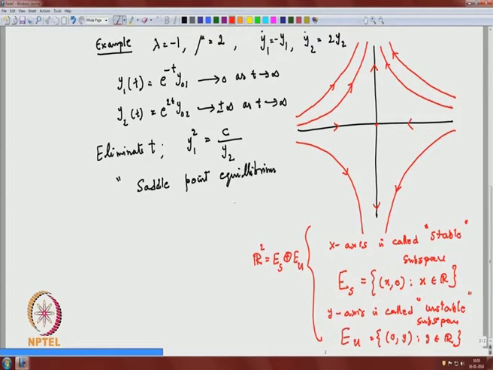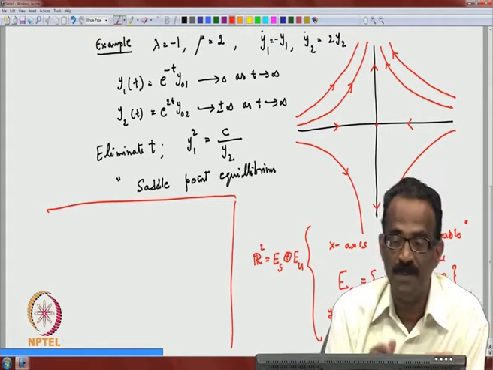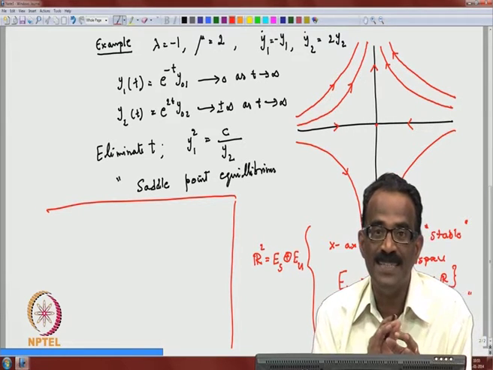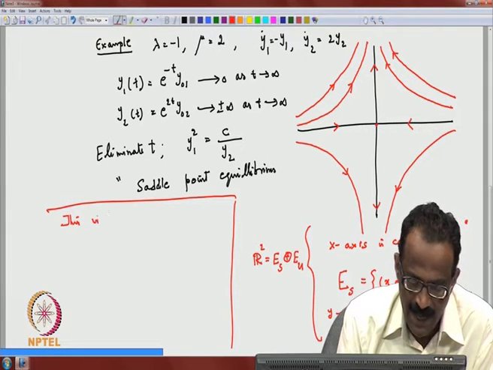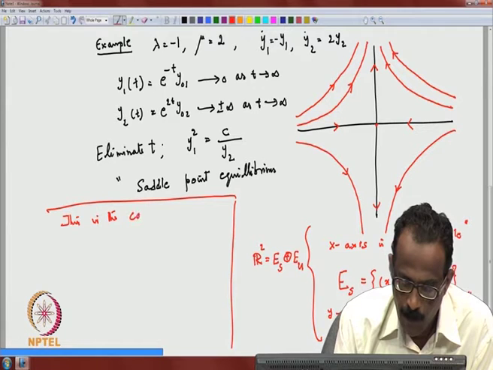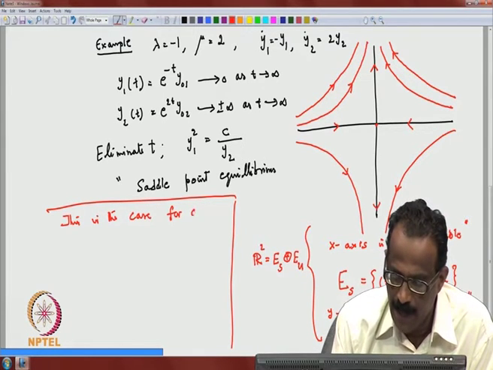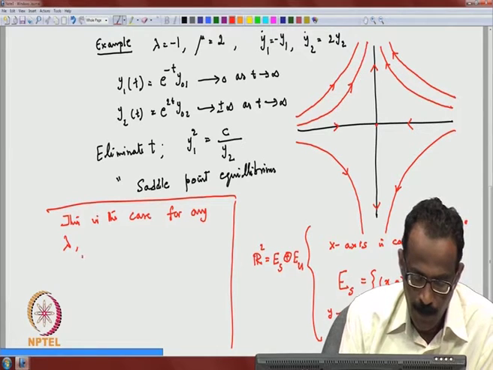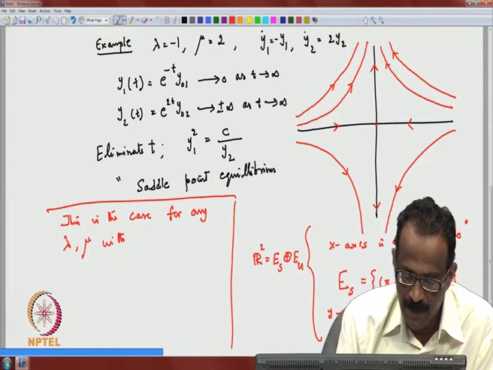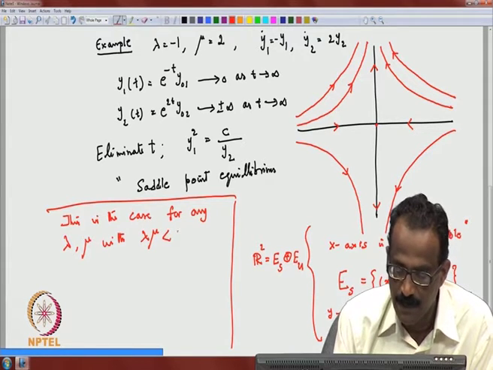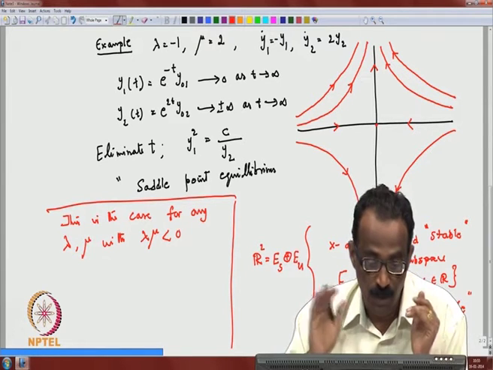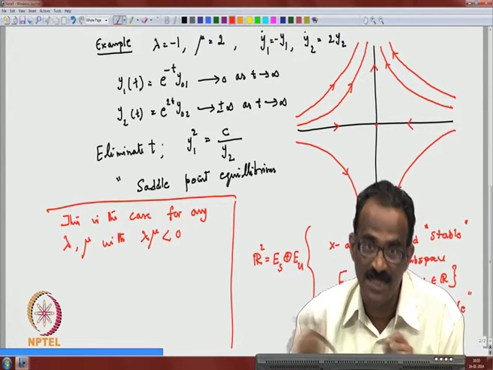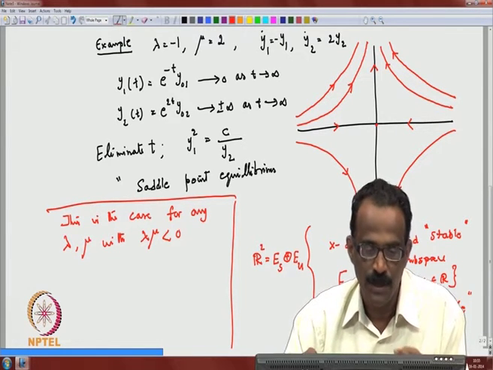What I am going to tell you is that there is nothing specific about lambda and mu here. What you need is a different sign. So, this is the case for any lambda, mu with lambda mu negative. That is what I am saying. If lambda and mu have opposite signs, this is case 1 within type 1. Whenever you have two real, distinct eigenvalues with different signs, you can do this.